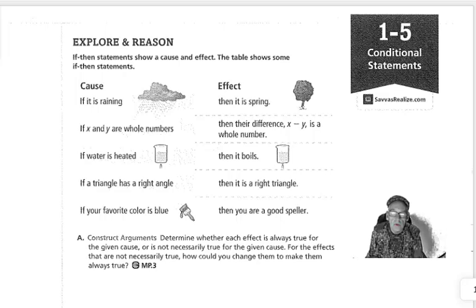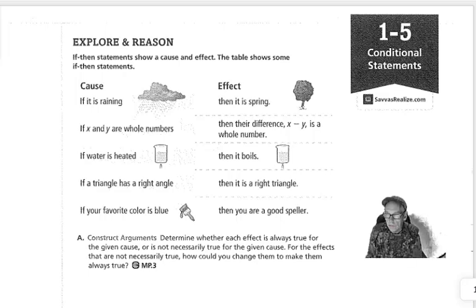Okay, this video goes with the 1.5 conditional statements student practice or student notes. So here we have some examples of if-then statements. If it is raining, then it is spring. Now, if it's not raining, it may or may not be spring. If it's not spring, it may or may not be raining.